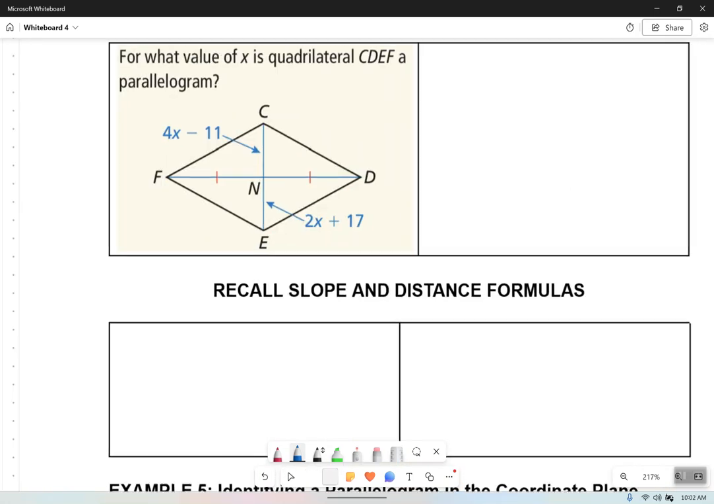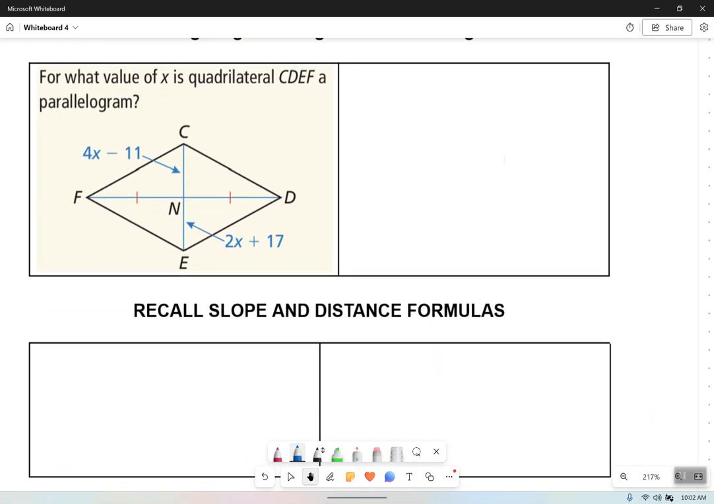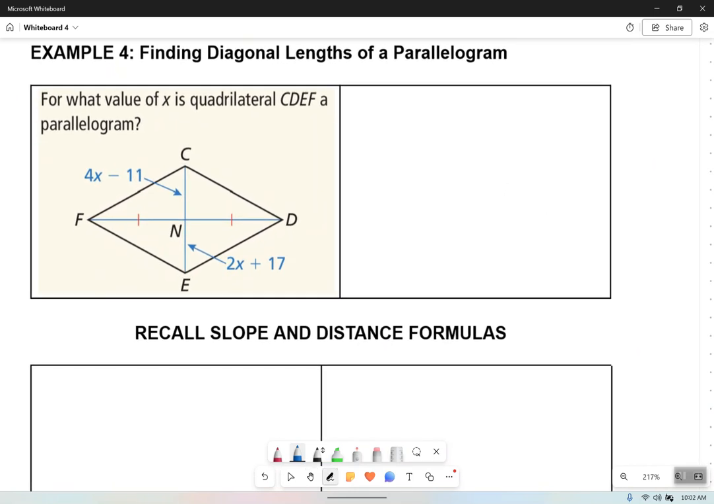Oh my gosh. Number 4. What's true about the diagonals here again, kids? Diagonals cut each other in what? Half. It says for what value of x is quadrilateral CDEF a parallelogram? Well, kids, this distance F to N has to be the same as the distance from what to what? N to D. So what must be true about C to N and N to E? They have to be the same. So what's the equation I'm going to write in here to try and make this a parallelogram, kids? (4x minus 11). You got it.